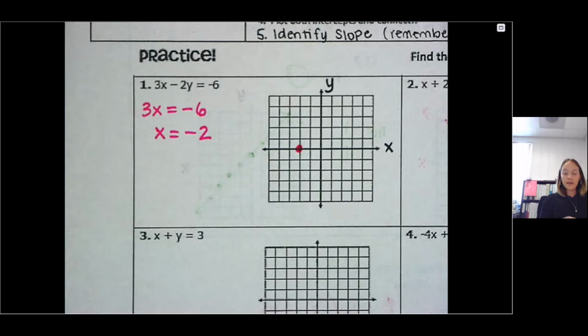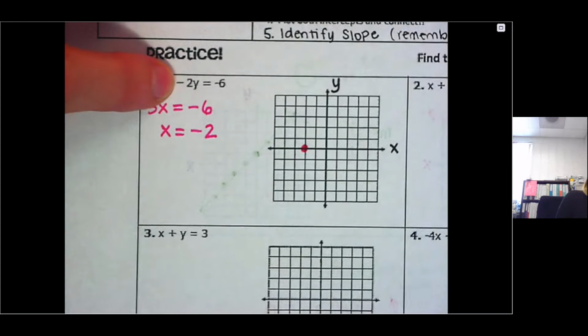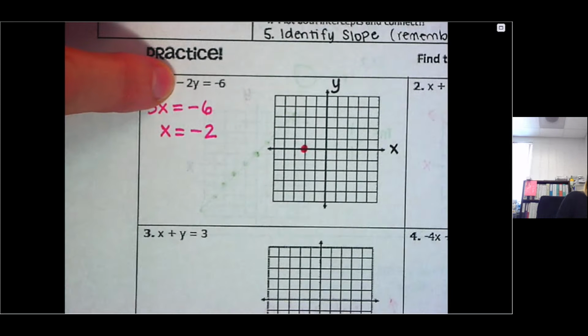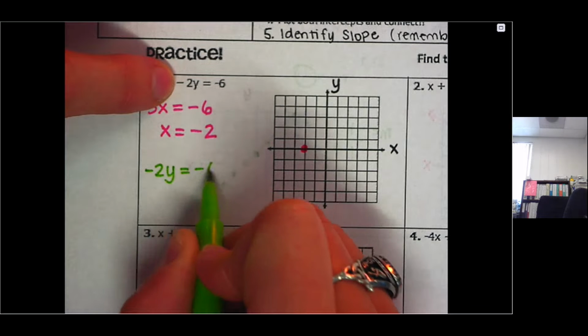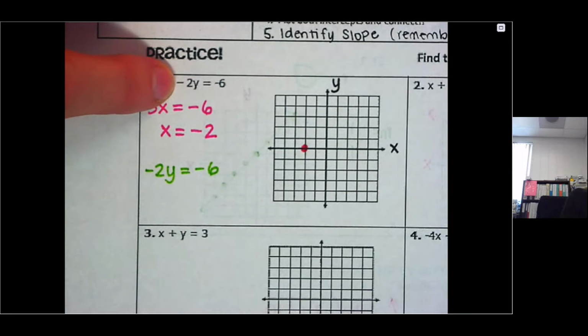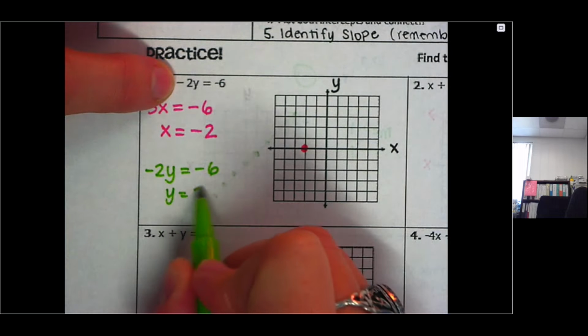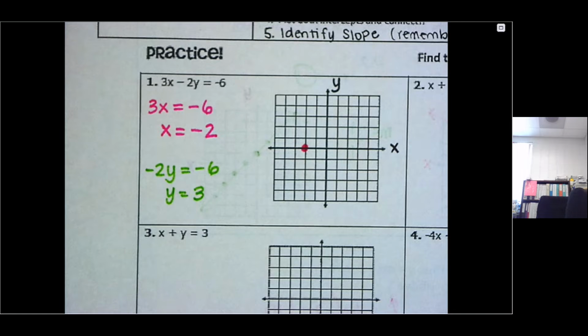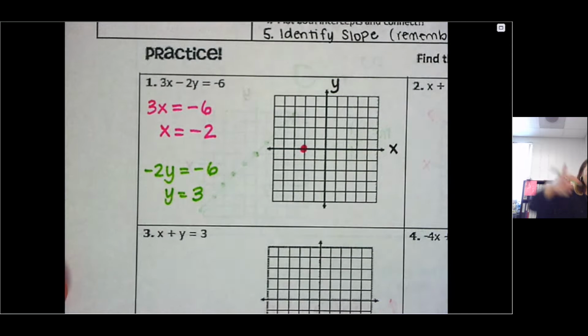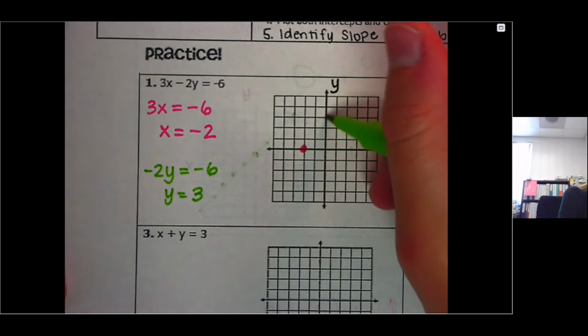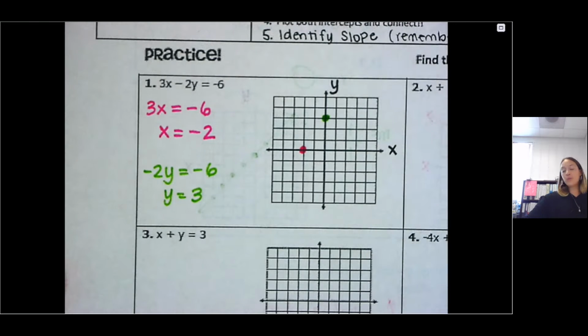Now I'm going to do the same thing, but I'm going to figure out the y. So again, I'm going to put my finger over it. What is my y equation? -2y equals -6. Good. So yes, -2 times 3 gives me -6. So on the y-axis, I'm going to plot a point at +3, and that is up. 1, 2, 3. And now you have your 2 points. You're going to take your ruler and connect them. That's it.